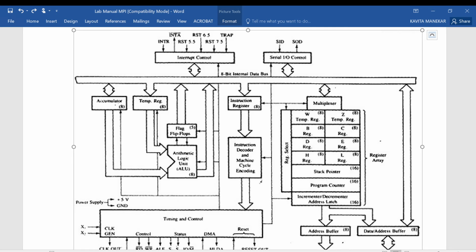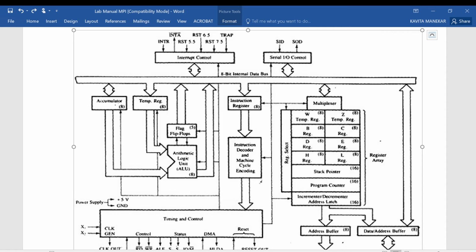Above this register block there is a multiplexer. The multiplexer is used by the processor to select one register from this stack of registers. Then there is a 16-bit stack pointer. The stack pointer is a memory pointer to save the stack memory address. Since the stack memory address is a 16-bit address, the size of the stack pointer is 16 bits.